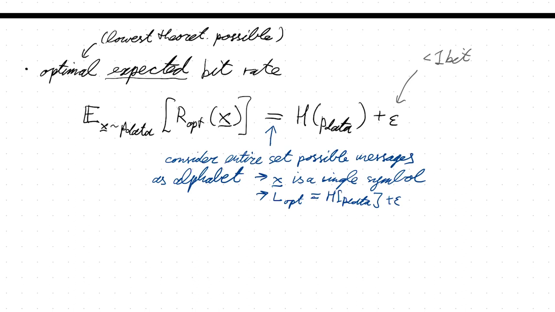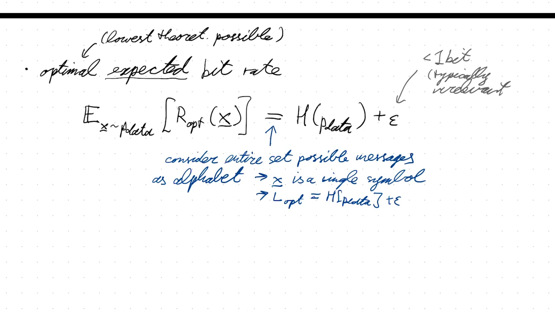But now that we're looking at the bitrate of an entire message, which could be for an image something on the order of megabytes, one bit is really irrelevant. So this can typically be neglected. Right, so this is an important relation to keep in mind.